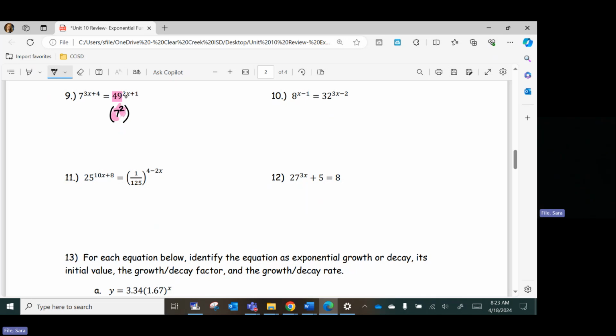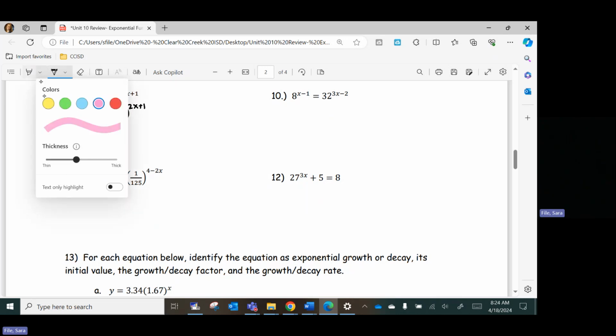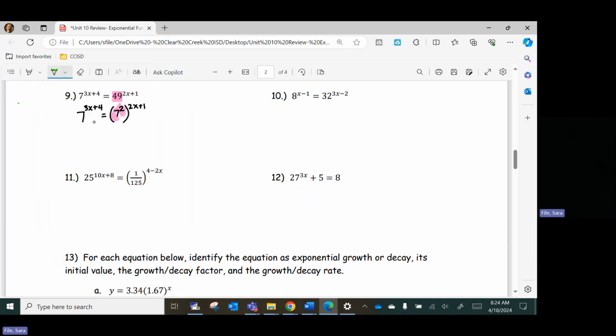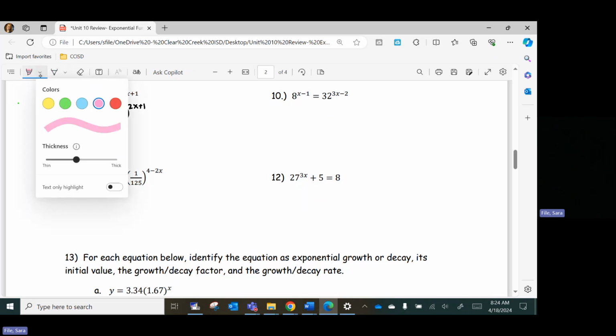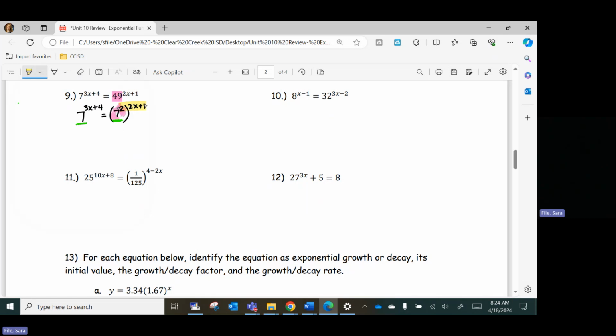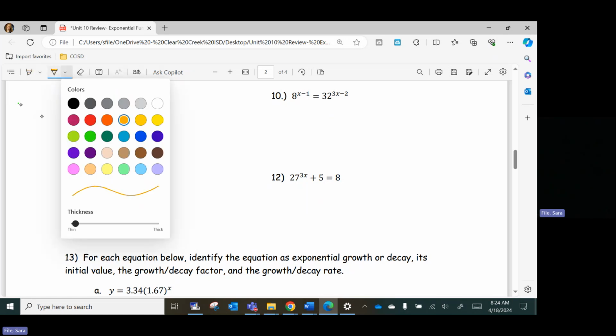Now that is still to the 2x plus 1. Over here, nothing changed. I've got 7 to the 3x plus 4. So when we got to this point, we said, all right, great. Our bases now match. We've got a base 7 and a base 7. So that means that the exponents must be equal to each other. Now, on the right side, we have to understand that you've got a power to a power. You've got that 2 and then the 2x plus 1. Okay, so these two exponents must be equivalent to each other.